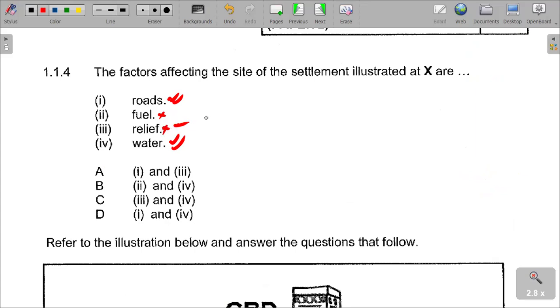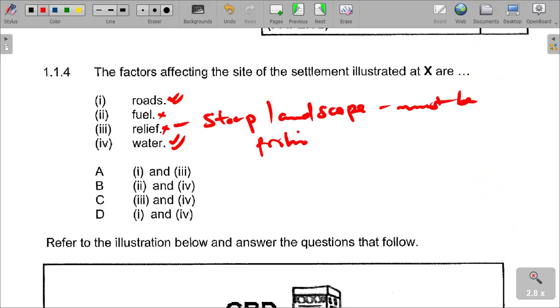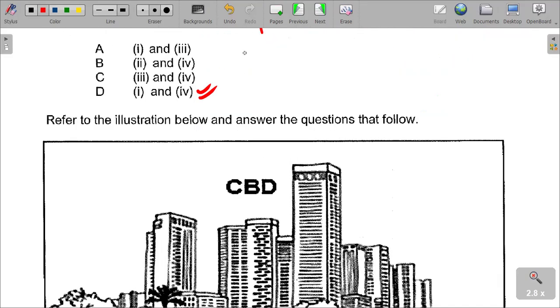The relief, it is said that it is steep. So steep landscape must be prohibitive in terms of settlement development, because houses cannot be built and become stable there. So for 1.4, we can say that it is the roads and the water. We can say that the water and the road can be available to agree on that.